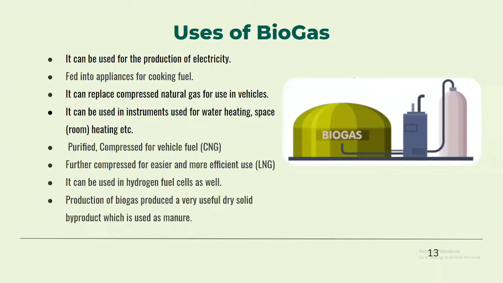Purified biogas can be compressed for vehicle fuel as compressed natural gas, and further compressed for easier and more efficient use as liquefied natural gas. It can be used in hydrogen fuel cells as well. Production of biogas produces a very useful dry solid byproduct which is used as manure.